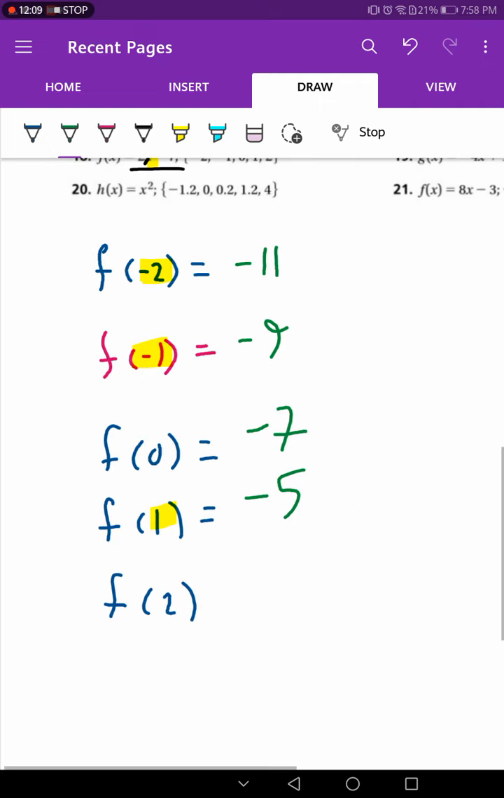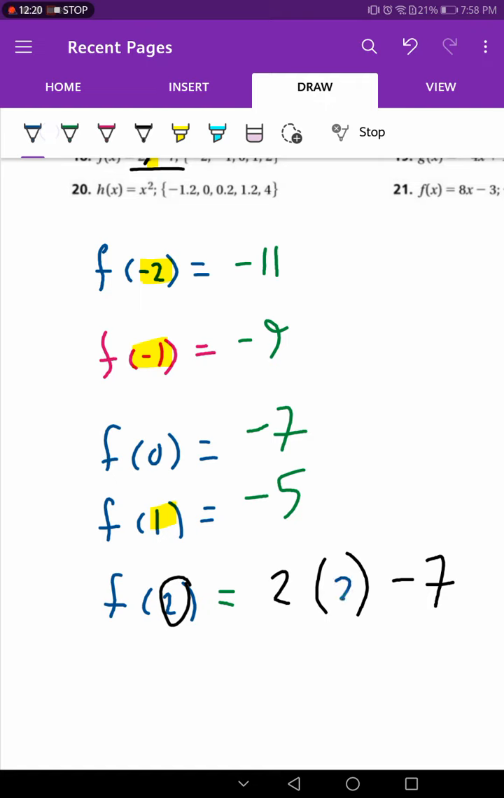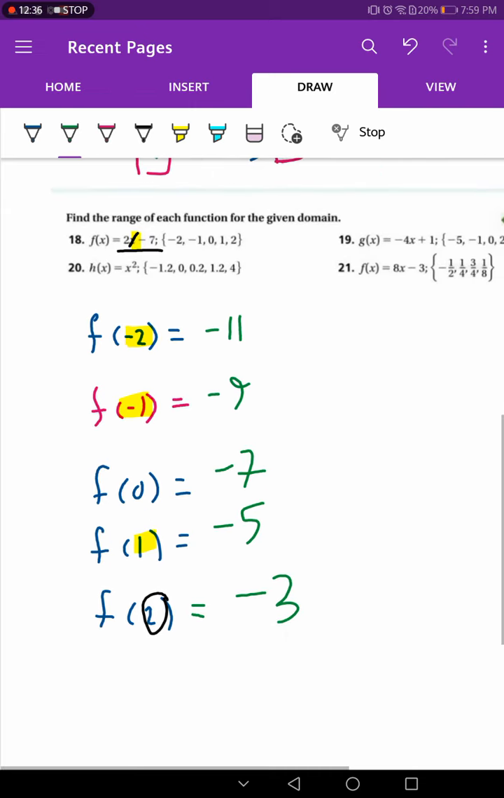And the last one, sorry, 2 multiply negative 7. 2 multiply, the value of x is 2 here. 2 by 2 equal 4. 4 minus 7 equal negative 3. Bravo. So this is the domain for this function.